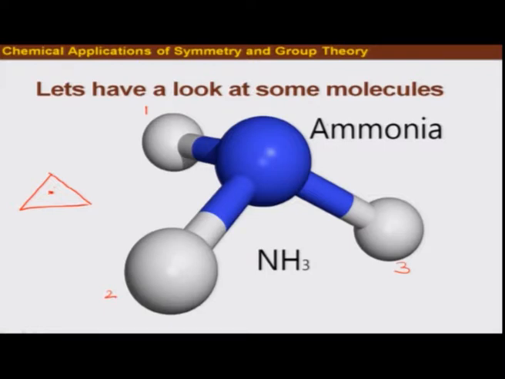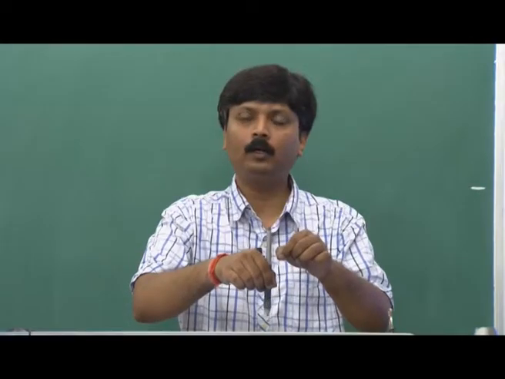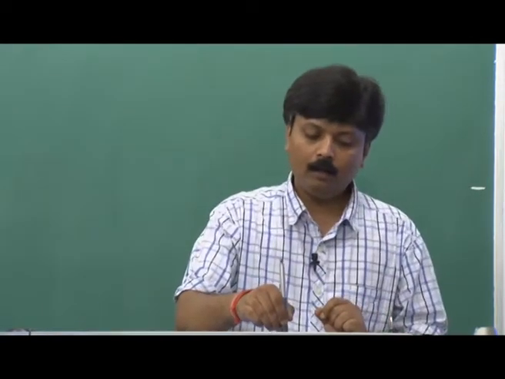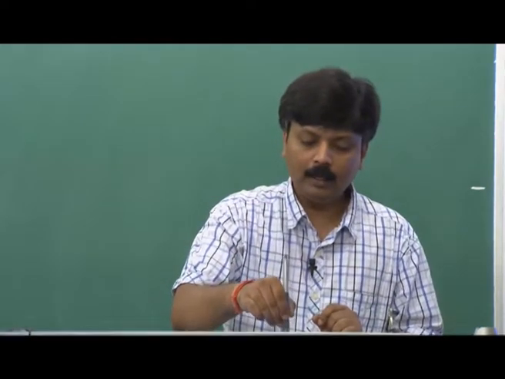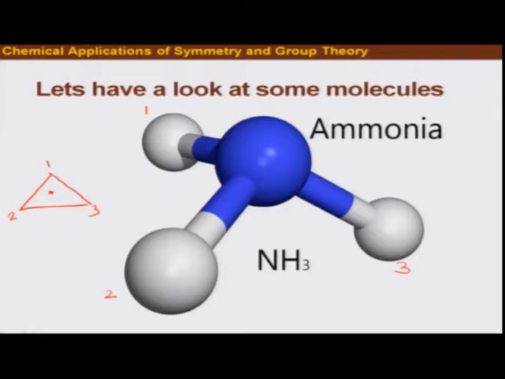Fine. So, now I have marked these hydrogens as 1, 2 and 3. Now, suppose I give a rotation about an axis which passes through the nitrogen atom, say I give a rotation by 120 degrees, like in this way. So, about this axis I give a rotation of 120 degrees. So, what will happen?